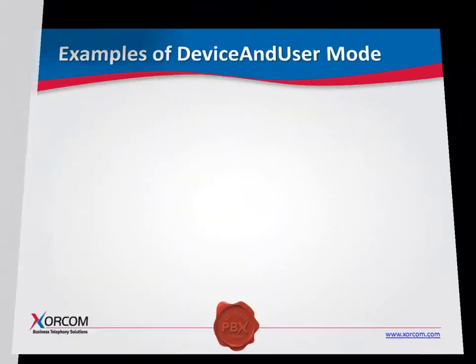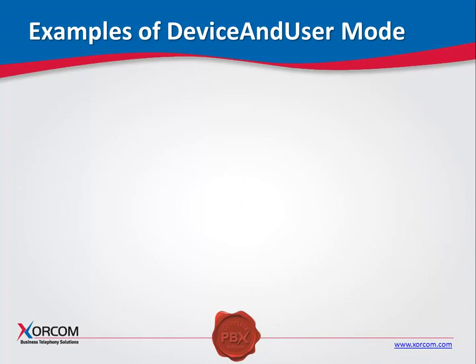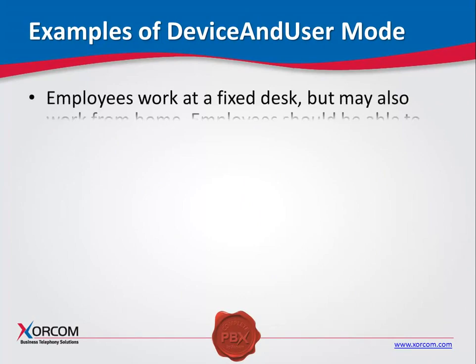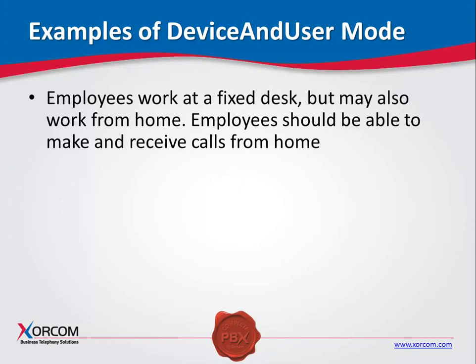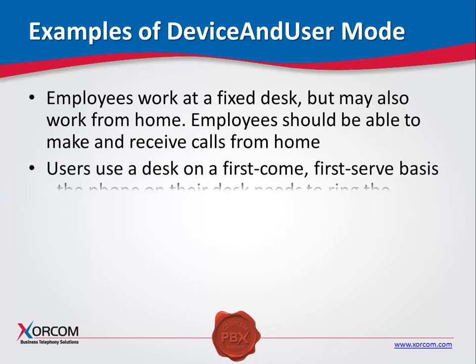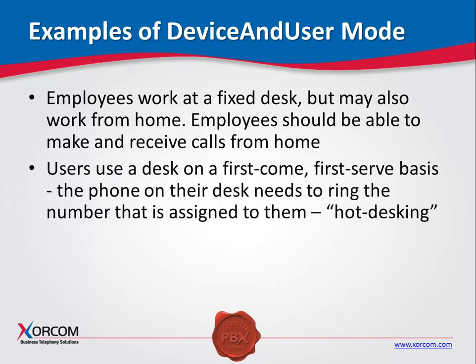Here are some examples of endpoints for which device and user mode should be defined. Number 1. For employees that work at a fixed desk in different locations, such as in the office and at home. This mode allows them to make and receive calls from both locations in an identical manner. Number 2. For salespeople who man a hot desk, where the phone device is available on a first-come, first-served basis. The available telephone device is assigned to the specific employee extension when he or she logs in.